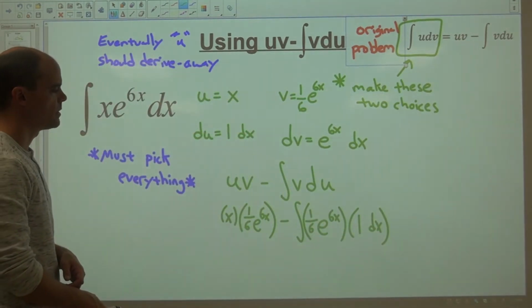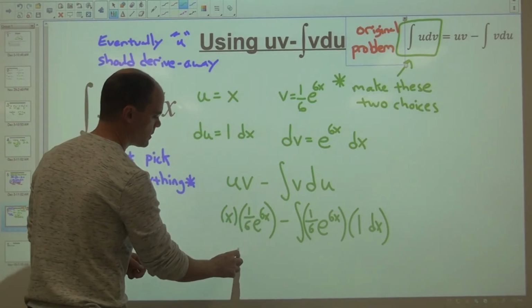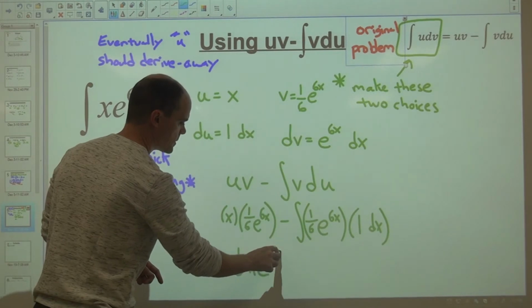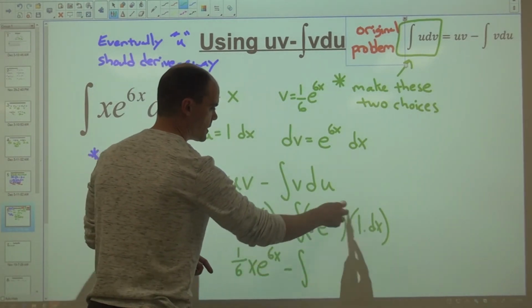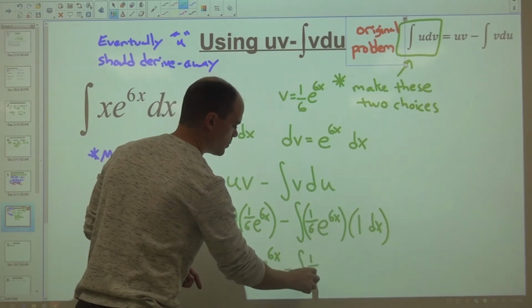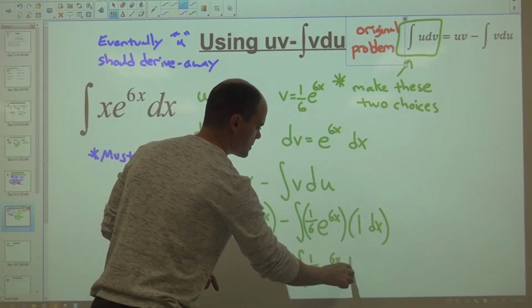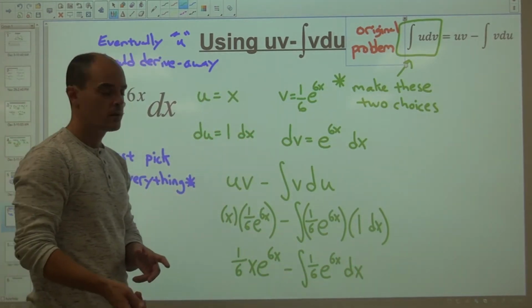And let's write this all out before I evaluate anything. So I'm just going to sneak the x in between here. I get 1/6 x e to the 6x minus the antiderivative of 1 times this, which is just 1. So I've got 1/6 e to the 6x dx. And we're done. We are not done.